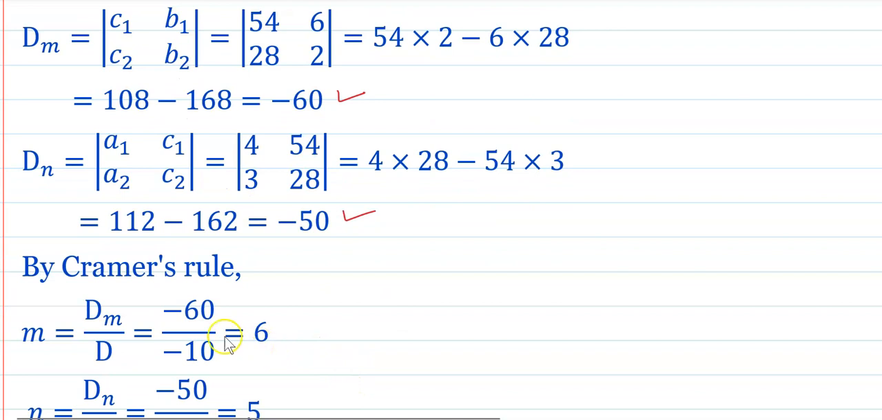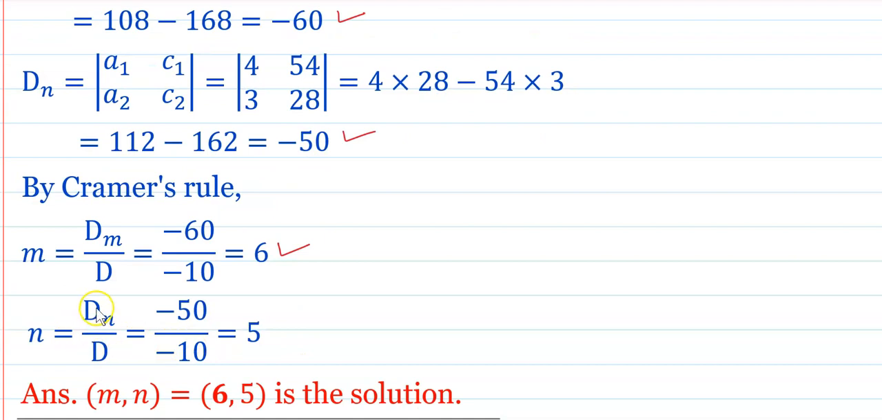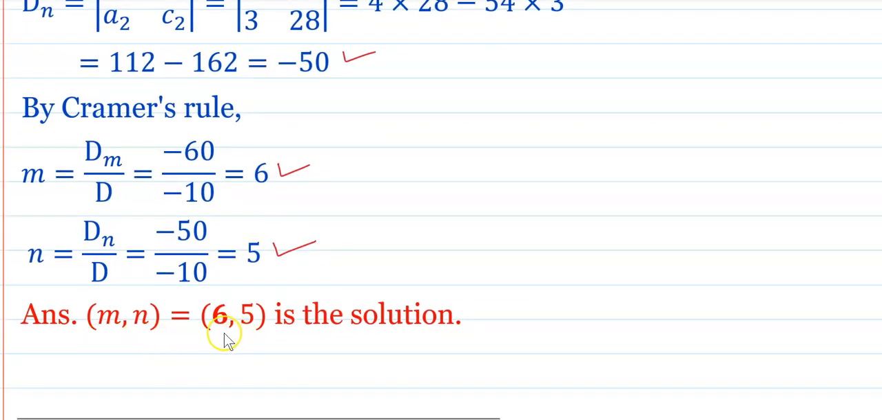This is the DN. Now by the Cramer's rule, M is equals to DM upon D, minus 60 upon minus 10. Therefore, you will get here 6. N is equals to DN upon D, minus 50 upon minus 10. You will get here 5. And hence, the solution is 6, 5.